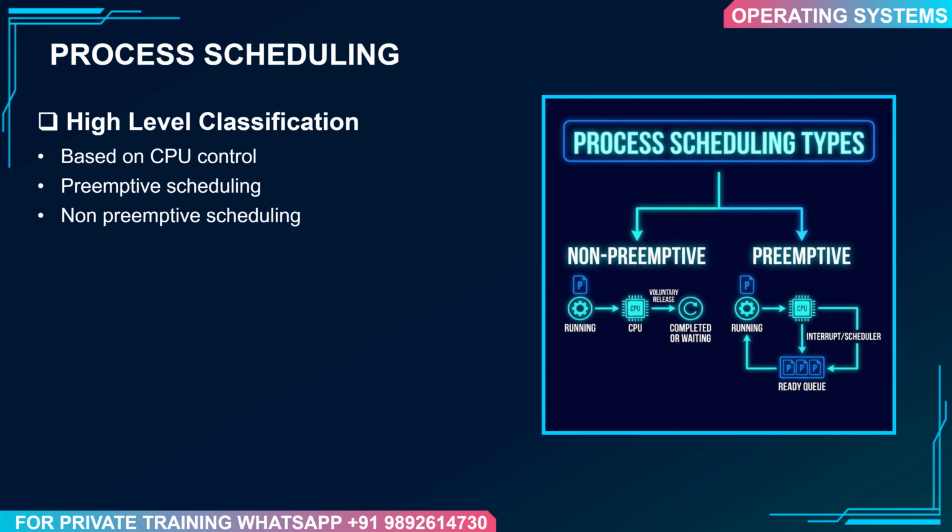At a high level, process scheduling can be divided into different types based on how and when the CPU is taken away from a running process. One major classification is preemptive scheduling and non-preemptive scheduling. These ideas will later be connected deeply with CPU scheduling algorithms. But here we focus on the process level view.